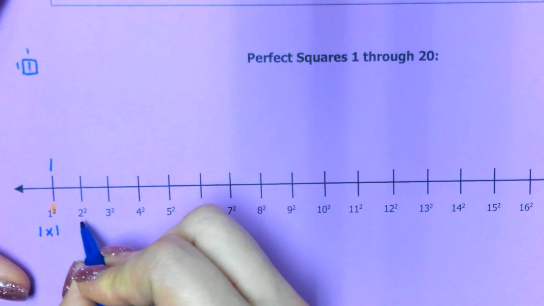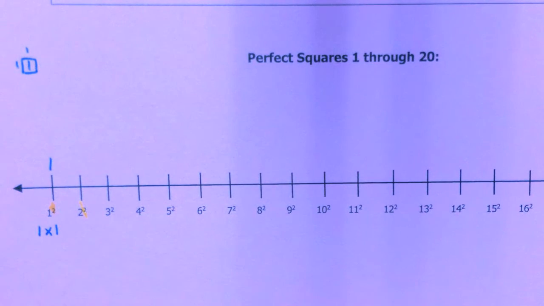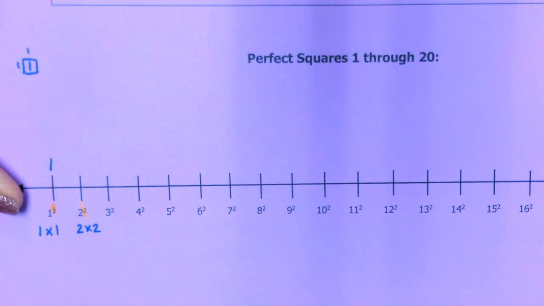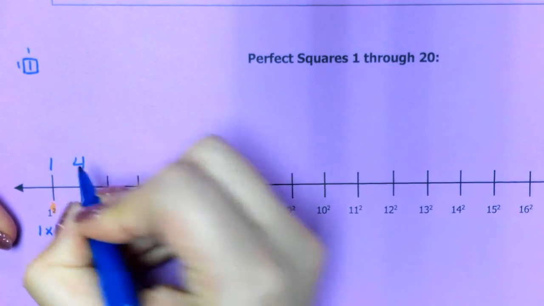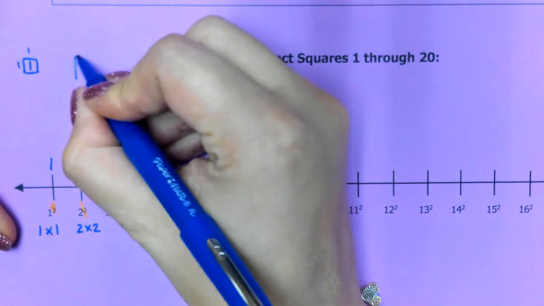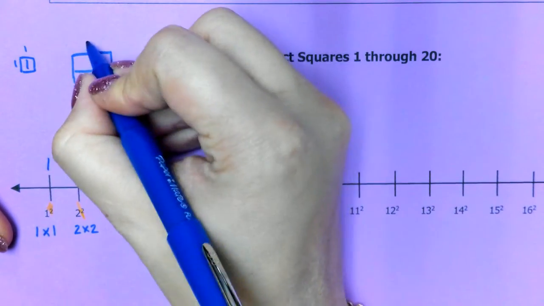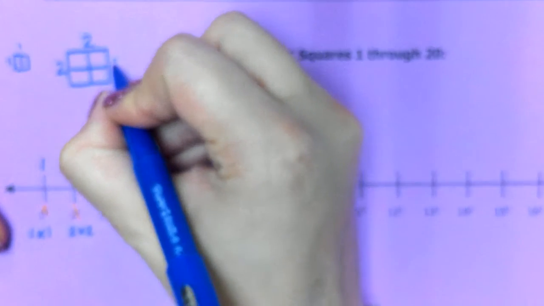Let's do the next one. So the next one, my exponent here, and with all of them, is going to be 2, because we're squaring. So this is a 2 by 2. That's what that means. And 2 to the second power, 2 squared, is 4. And we can see that here if I draw a 2 by 2 square. So this is 2 by 2, and we see that it equals 4.